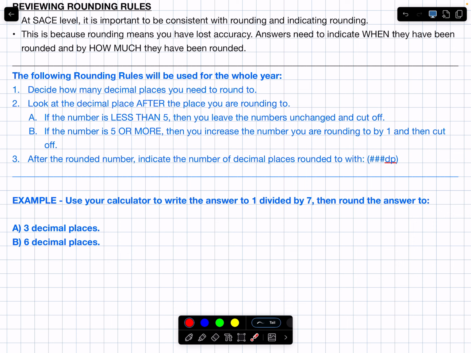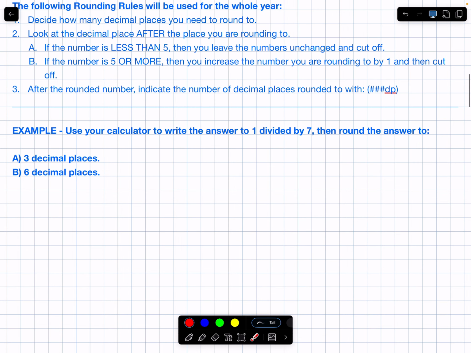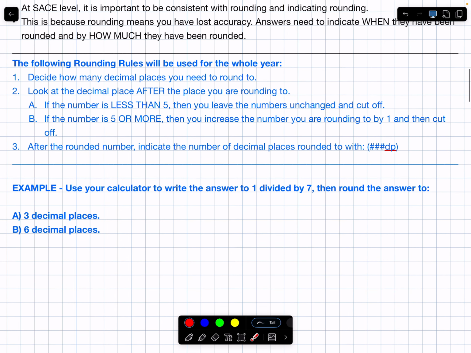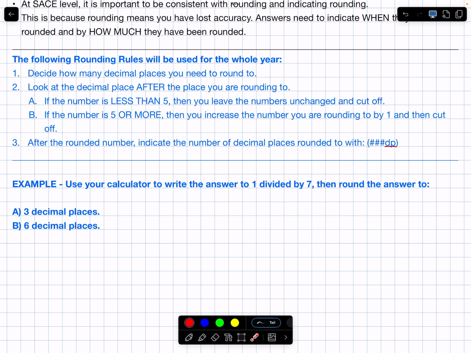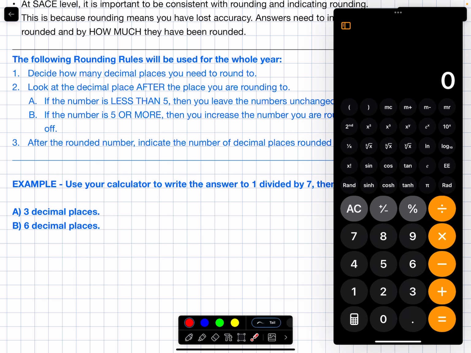Okay? So for example, use your calculator. I'll give you time after this to get all this down. Use your calculator to write the answer to 1 divided by 7, then round the answer to different decimal places. I've done 1 divided by 7. Can you see there's a number of decimal points? That actually goes on infinitely. All right. Use your calculator to write the answer to 3 decimal points.